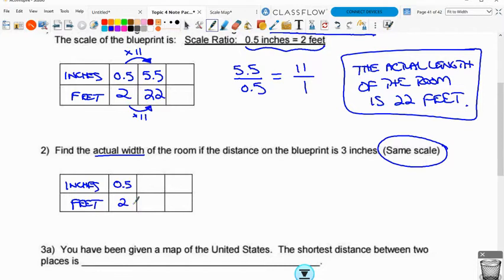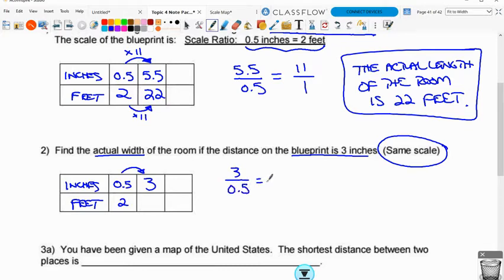And they told us right here that the width on the blueprint is 3 inches. So I'm going to put 3 inches right there. And once again, I have to figure out how they scale from a half inch to 3 inches. So in order to figure that out, I'm going to do 3 divided by a half.